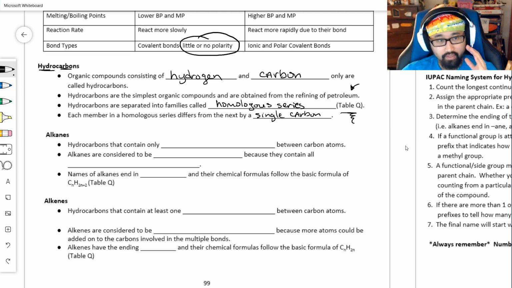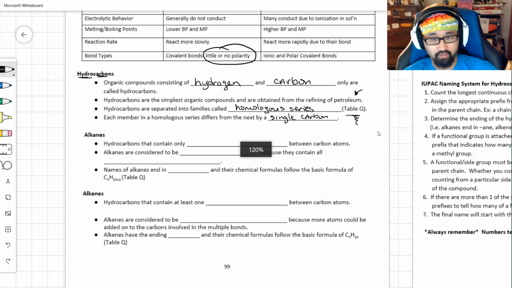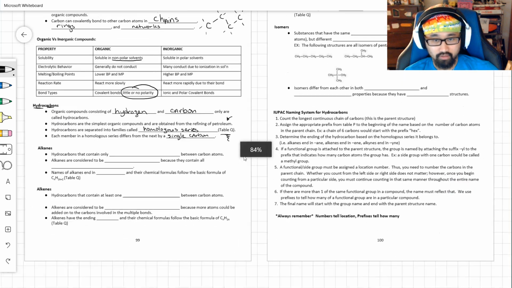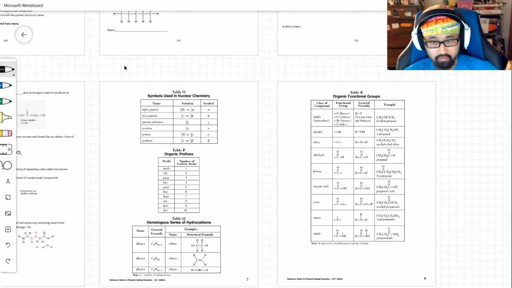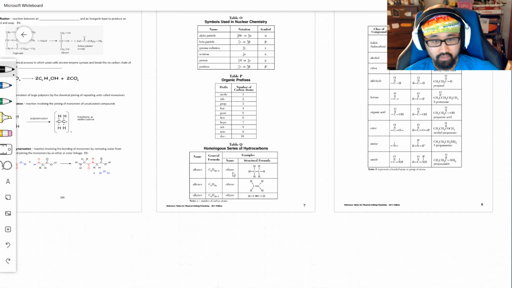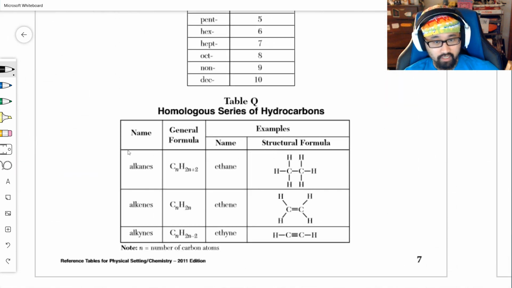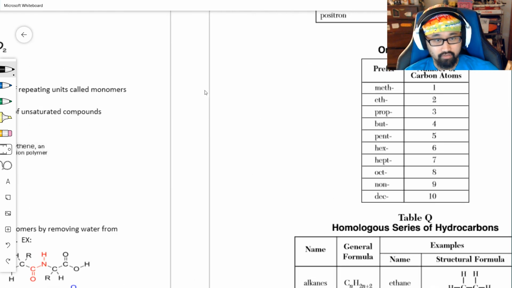Right. Now, the three classifications, the three families of hydrocarbons are called the three homologous series. And I'm just going to quickly point something out. I'm going to look at table Q, which should be this way somewhere. Here it is. The homologous series of hydrocarbons are alkanes, alkenes, and alkynes. There are general formulas here. I'm not super concerned about those. You will be able to identify the structure for an alkane, structure for an alkene, structure for an alkyne. And I'm going to do those now.